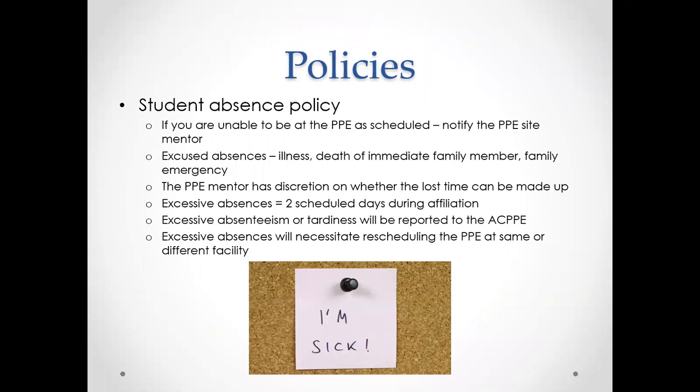Next, let's talk about the student absence policy, okay? So if you're unable to be at the PPE as scheduled, you need to notify that PPE site mentor as soon as possible, okay? Or that emergency contact that was given to you in that email that you sent before you went out on your PPE, okay? Excused absences are, if you're ill, if there's a death in your immediate family, or a family emergency, okay?